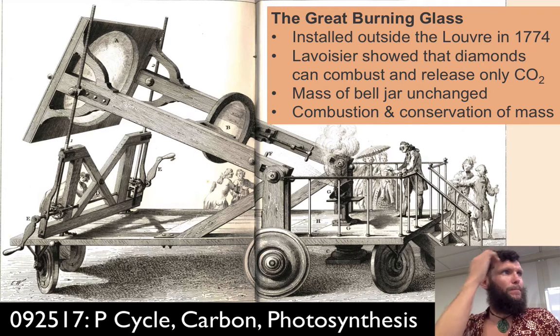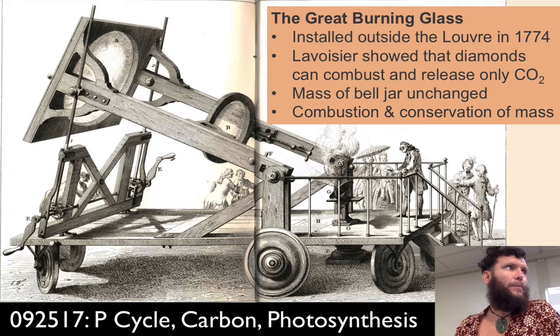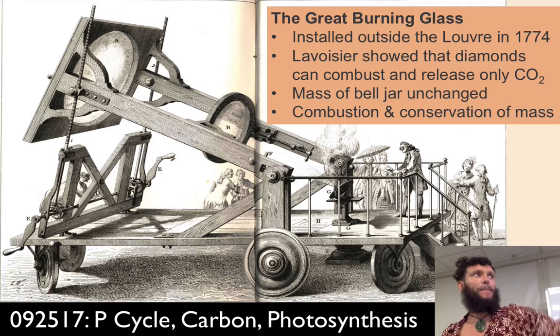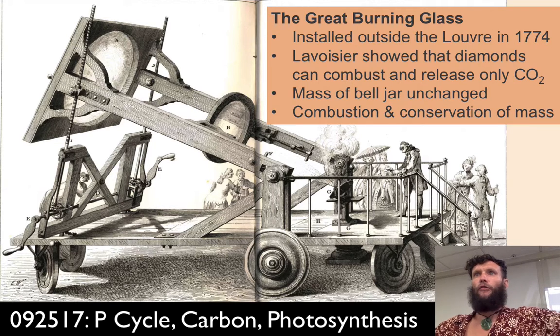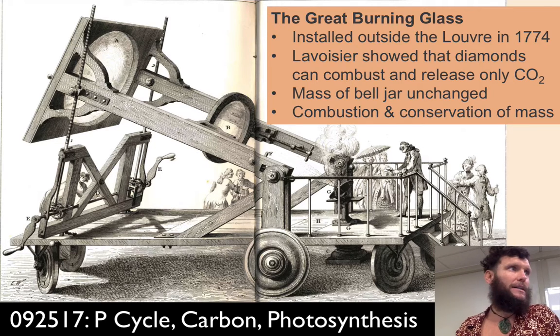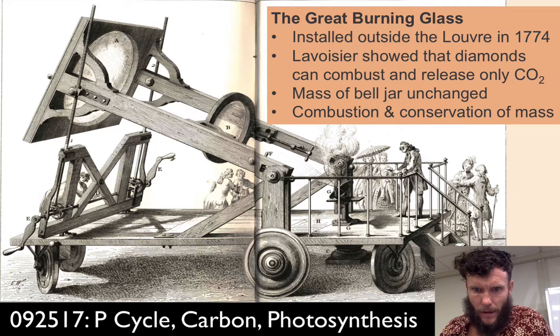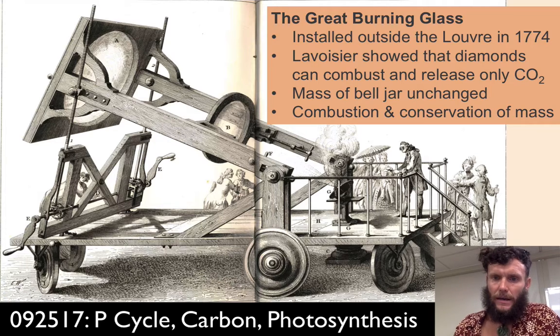How did he do it? Well, up at the Louvre, he set up one of these enormous burning glasses. That is a compound magnifying glass there. Look at the scale of that thing. On a really sunny day, he would focus the rays of all of that sun down to a pinpoint on a diamond. This diagram is showing smoke rising off the diamond, but in fact, there was a bell jar that captured the gas, and he also showed that there was a conservation of mass.